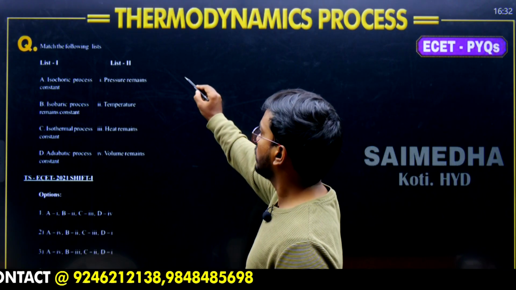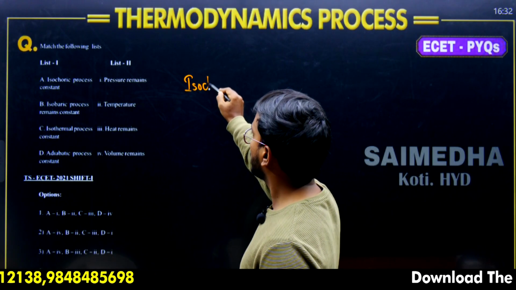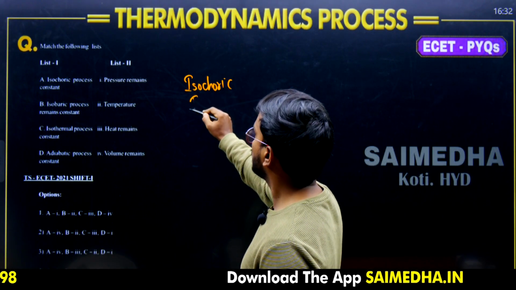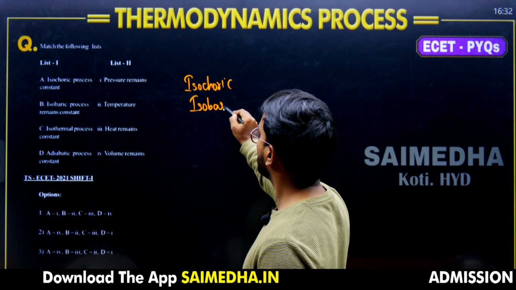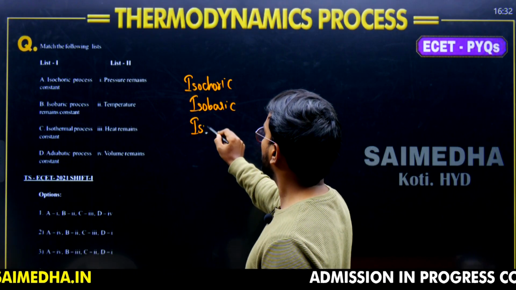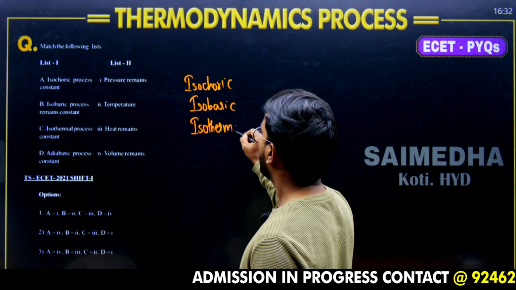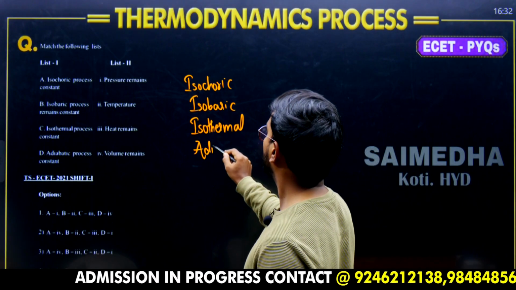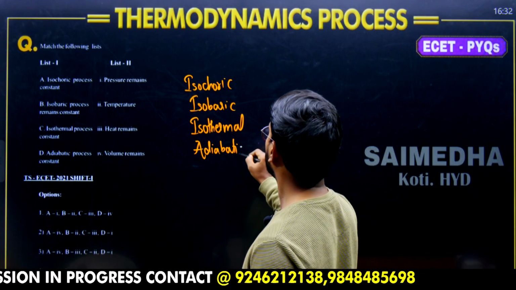Okay, here the question mentions the isochoric process by name. Then it mentions the isobaric process, that is, pressure constant. Then it asks about the isothermal process. The fourth one is adiabatic. I have given you all four.